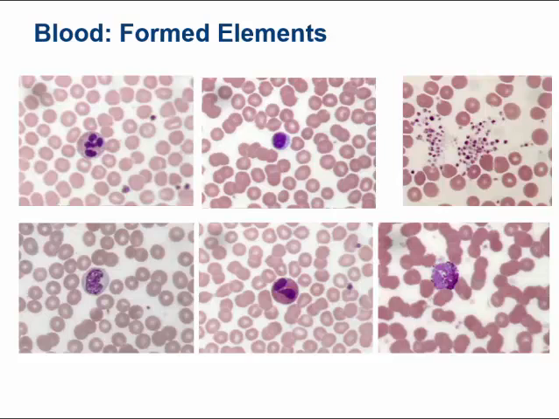Here you see some images of the different kinds of formed elements. Here's a neutrophil, a lymphocyte, a monocyte, an eosinophil, and a basophil. Here's a field showing some platelets. In the background of all slides, these are the red blood cells.